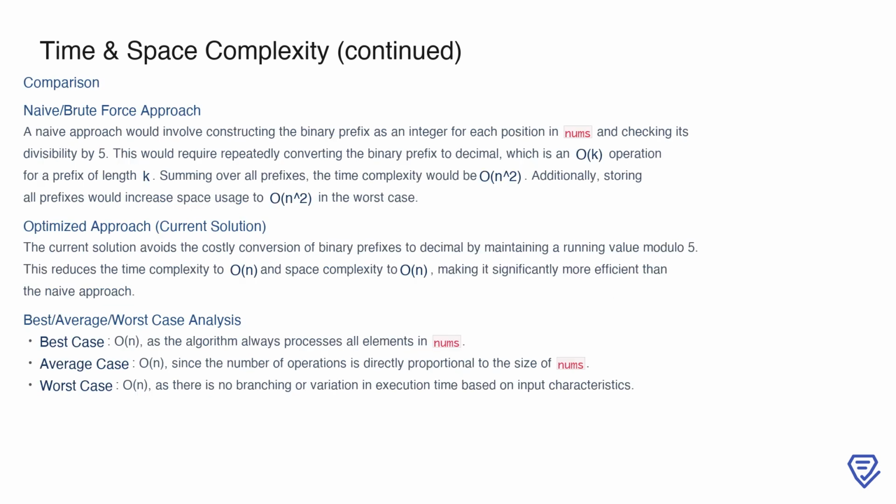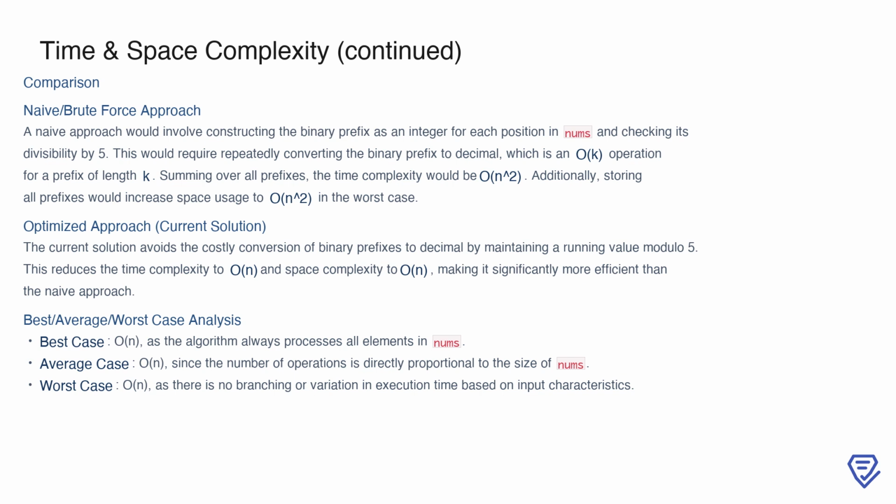Looking at a comparison, a naive or brute force approach would involve constructing the binary prefix as an integer for each position in nums and checking its divisibility by 5. This method would repeatedly convert binary prefixes to decimal, an O(k) operation for a prefix of length k. Summing over all prefixes would result in a time complexity of O(n squared). Additionally, storing all prefixes would increase space usage to O(n squared) in the worst case.